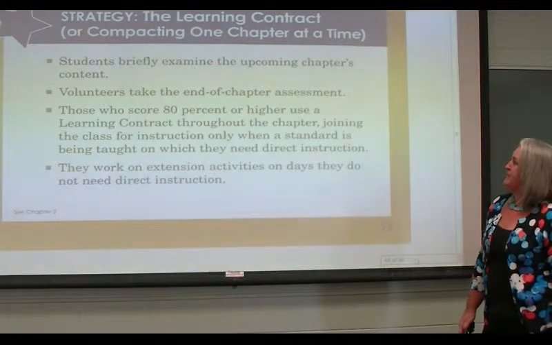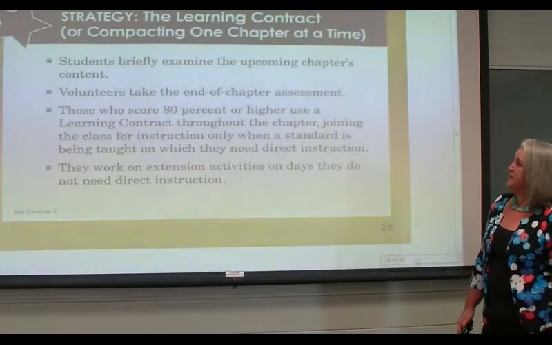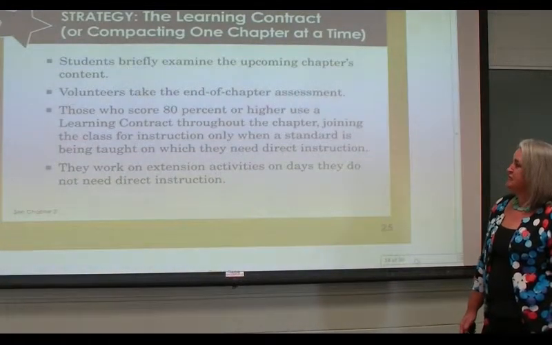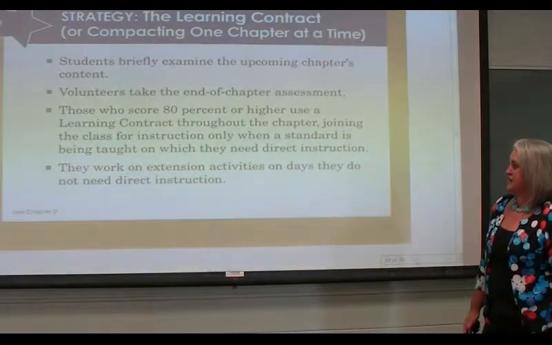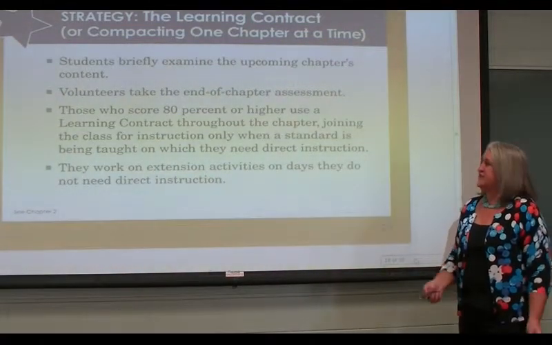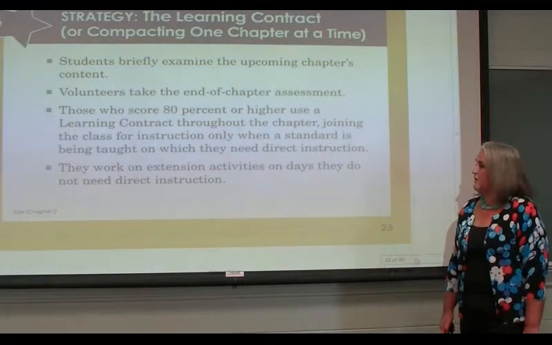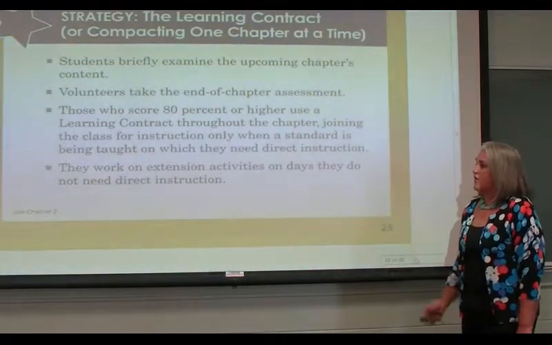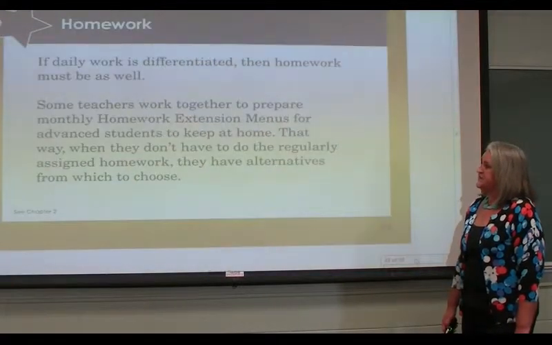Students briefly examine the upcoming chapter's content. This is for a learning contract. Volunteers take the end of the chapter assessment. Those who score 80% use a learning contract throughout the chapter. They join the class for instruction only when a standard is being taught which they aren't aware of or haven't had experience with, and they need direct instruction. And then they work on extension activities.